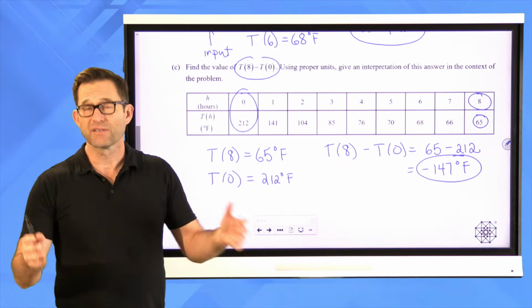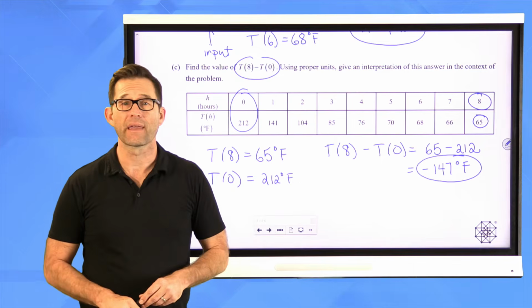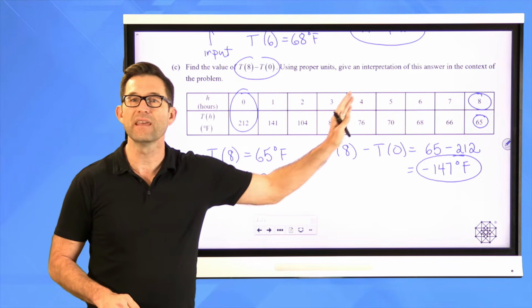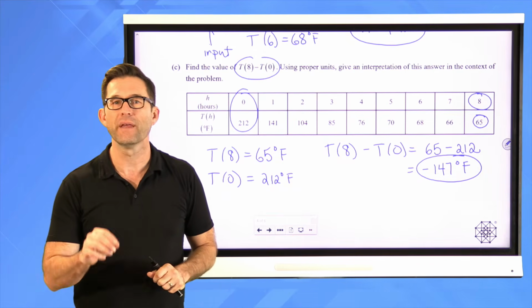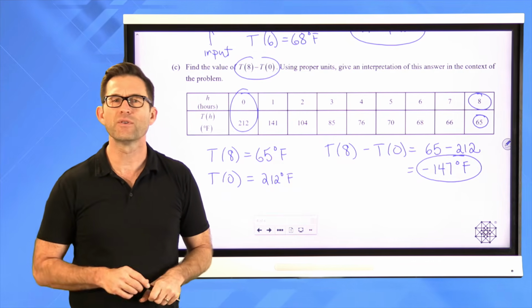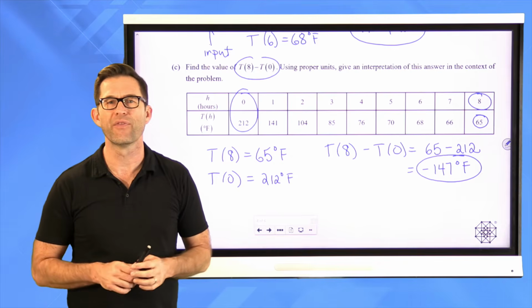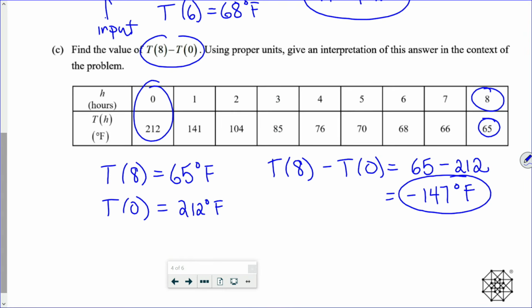The question asks us to calculate that, and that's the answer to that calculation, but it also asks us to give an interpretation of our answer in terms of the problem itself. So how could you interpret that? Pause the video now and think about it a little bit.